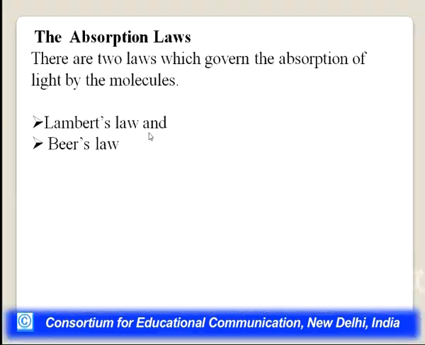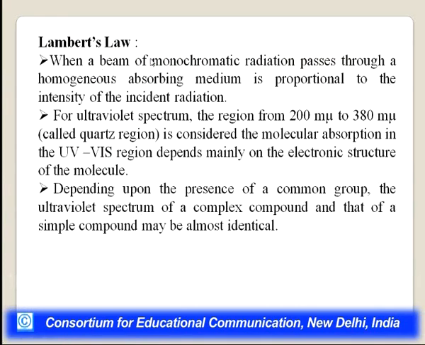Ultraviolet spectroscopy is governed by two absorption laws. One is Lambert's law and another is Beer's law. What is Lambert's law? When a beam of monochromatic radiation, that is, radiation of a single wavelength, passes through a homogeneous absorbing medium, the rate of decrease of intensity is proportional to the intensity of the incident radiation. The ultraviolet region starts from 200 millimicron to 380 millimicron. This is also called the quartz region.